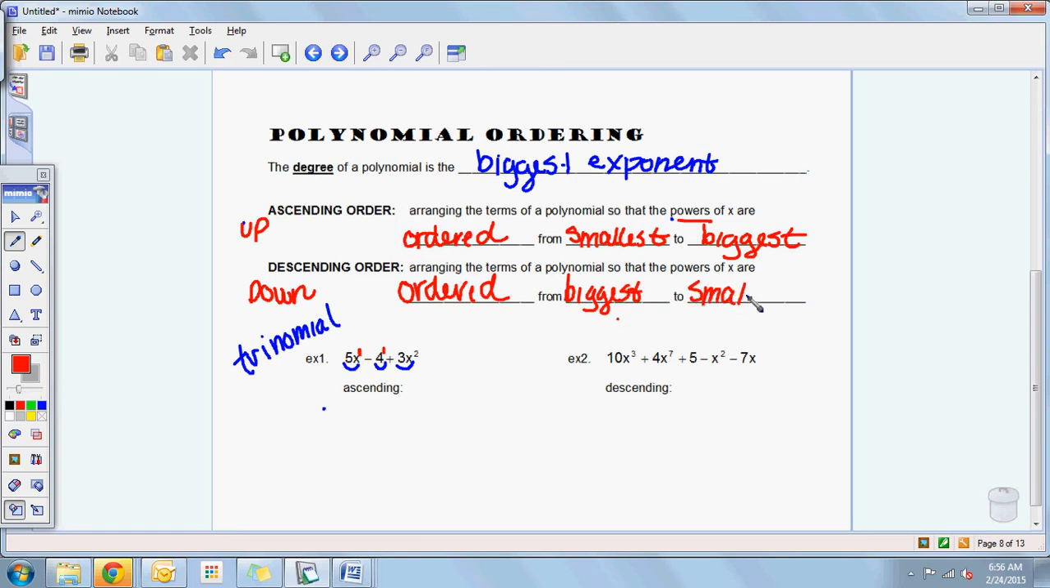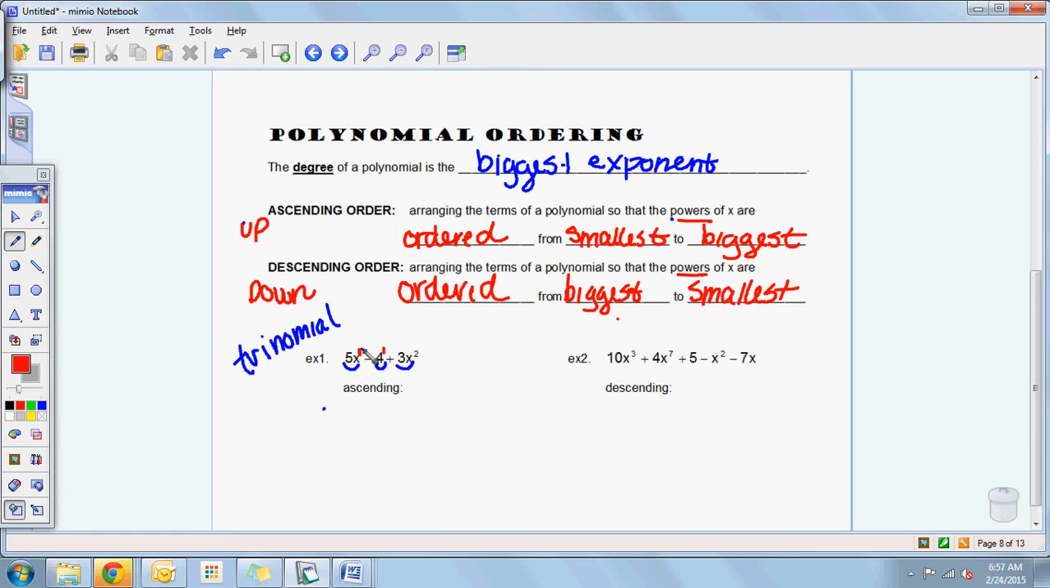And remember, it's all based on the exponent. It has nothing to do with the coefficients. You're just looking at the exponents, okay? All right, so let's look at this first example. It wants us to put it in ascending order based on the powers. So ascending means smallest value to the biggest value. I'm going to totally ignore the coefficients. Those have nothing to do with putting them in order. You're just going to look at the exponents.